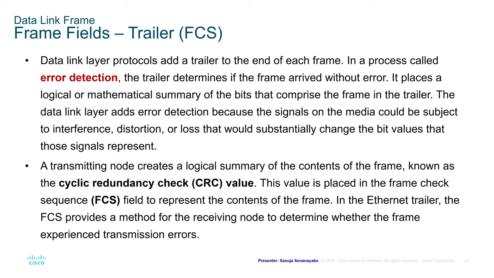In the Ethernet trailer, the FCS provides a method for the receiving node to determine whether the frame experienced transmission errors. So remember, I mentioned FCS as a fingerprint. It is just to make sure there are no errors after the sender has sent the frame and it is received by the receiver. So in transmission, the error detection is done through that FCS, the frame check sequence.